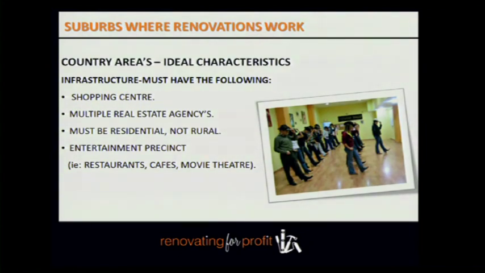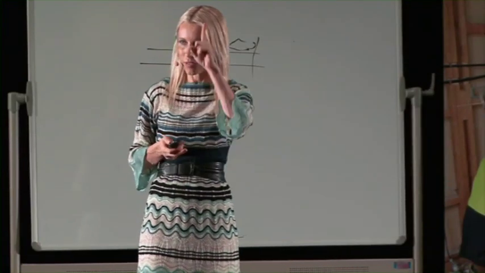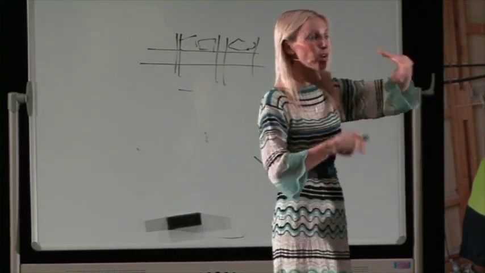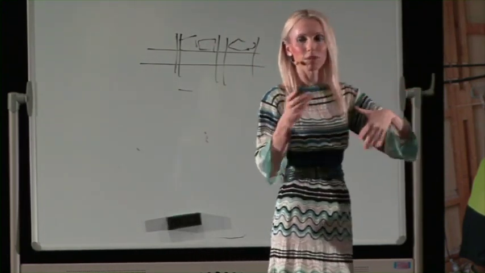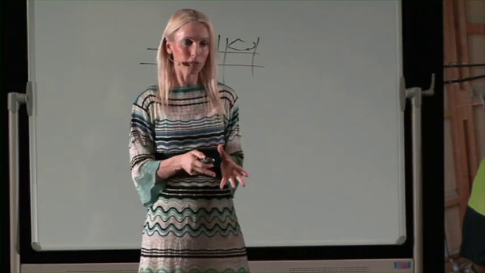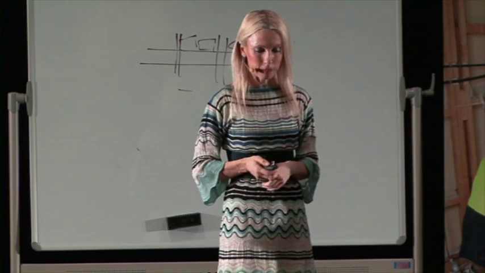Now, how do you tell if a suburb has enough stock turning over? Simple way to do it, count the number of real estate agencies. If there's only one real estate agency in the whole region, that means there's very little stock turning over, and that would be a danger sign to me. However, if there's multiple agencies within that region, that's a good sign that there's enough stock turning over to keep those businesses in business, okay? So that's a quick check.